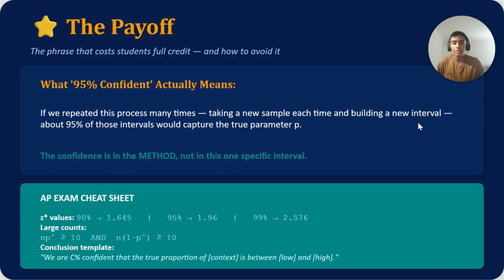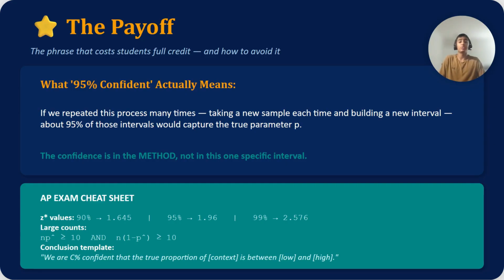Okay, I told you at the start, I'll show you the thing that costs students points. Here it is, 95% confident. That does not mean that there's a 95% chance that the true value is in this specific interval. It means if we repeated this process many times, taking a new sample, building a new interval each time, about 95% of those intervals would capture the true parameter. The confidence is in the method, not in this one specific interval.